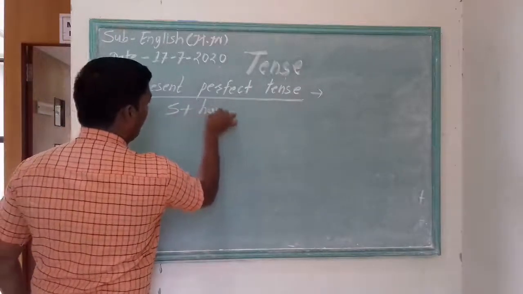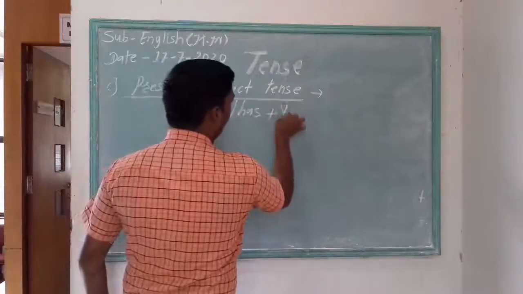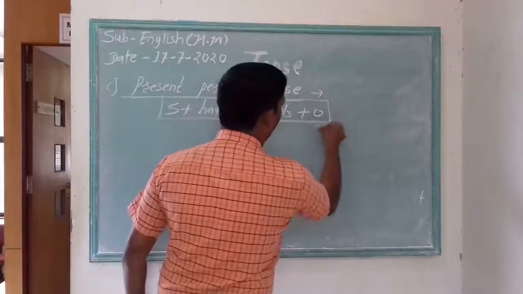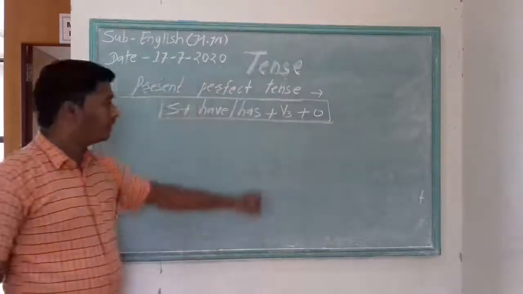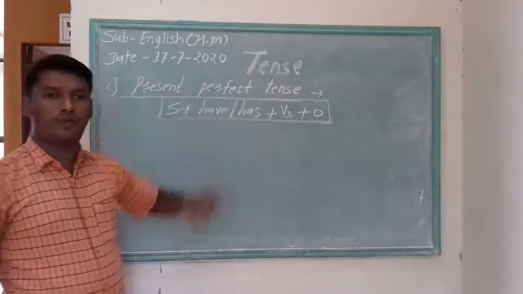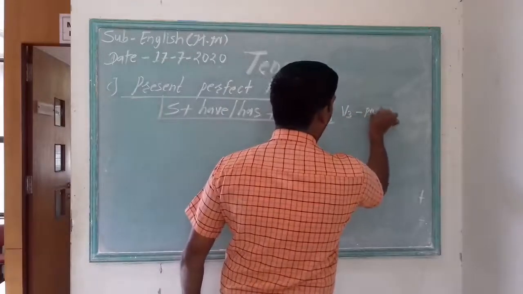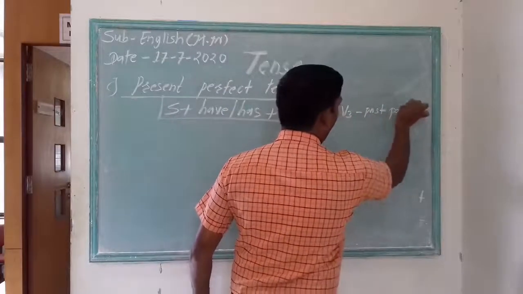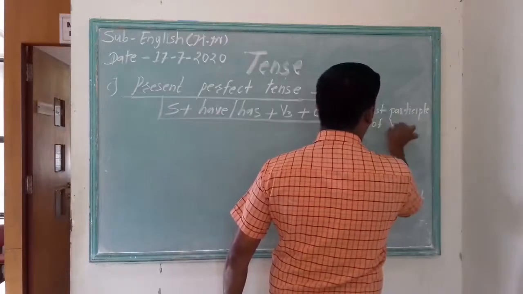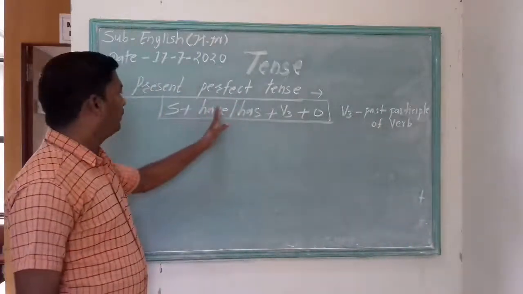Subject plus have or has plus V3 plus object. It is the structure of present perfect tense. V3 means past participle of verb, the third form of verb. It is the structure of present perfect.